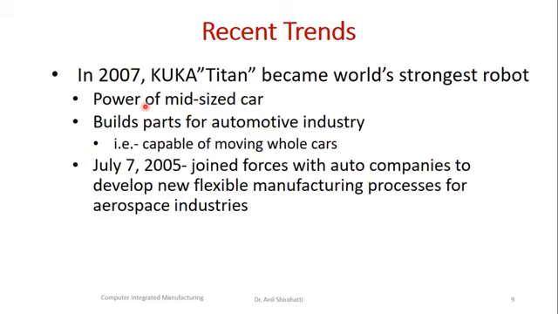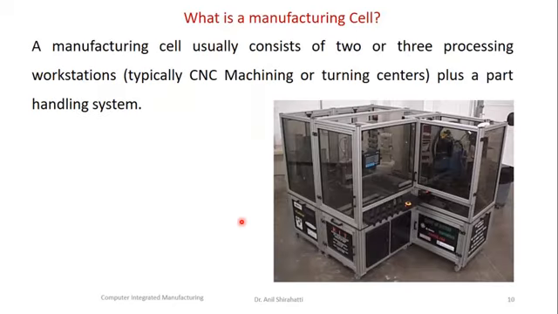This is the recent trend. In 2007, KUKA Titan became the world's strongest robot, which can build mid-size cars, build parts of automobiles, and is capable of moving a whole car. In 2005, it joined forces with auto companies to develop a new flexible process for the aerospace industry. So robots play a very important role in flexible manufacturing systems, because they have to reduce the time to market and reduce human intervention in the manufacturing process itself.